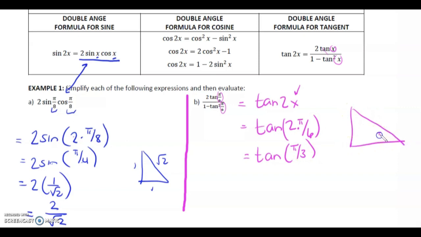Okay, drawing the special triangle, pi by 6 is 1 to root 3. Tan of pi by 3 is root 3 over 1, so just root 3. And that's it.